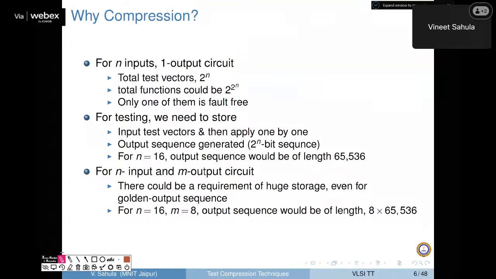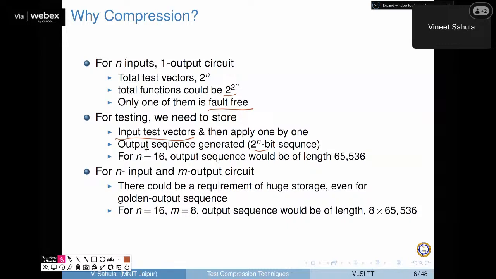So if we have n inputs, one output circuit, total number of test vectors would be 2 to the power n, right? And total functions we could realize will be 2 to the power 2n. Only one of them is a fault-free circuit, which is the golden one, right? So I'm just repeating on slide what we discussed earlier. We need to generate the input vectors, or you can have them stored on the chip, which is a huge memory requirement. With random pattern generation, the number is much less than 2 to the power n. Things are a little easier.